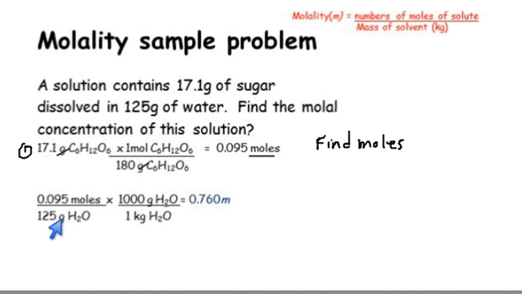We want kilograms. Here we have grams on the bottom, we want grams on the top, so it would be this times 1,000 divided by 1. Or 125 grams, if we divide it by 1,000, is equal to 0.125 kilograms. Then we have 0.095 divided by 0.125, and the answer is 0.76. Little m is molal, that's with the L.